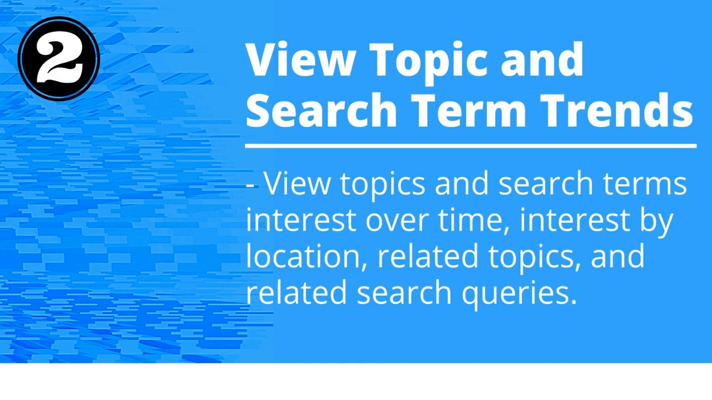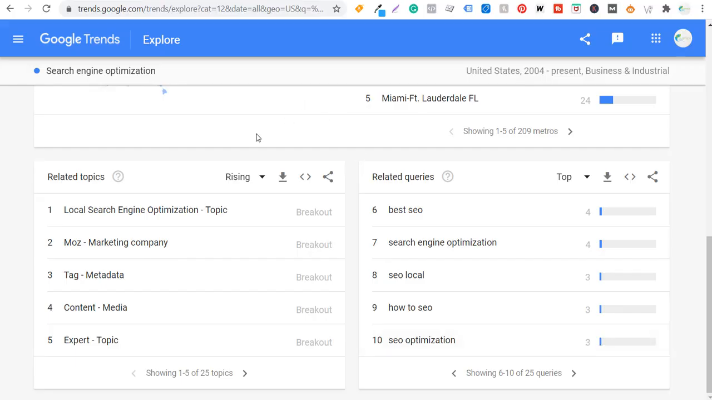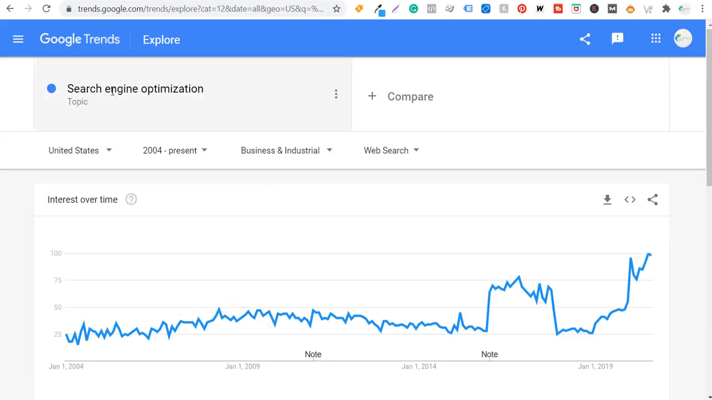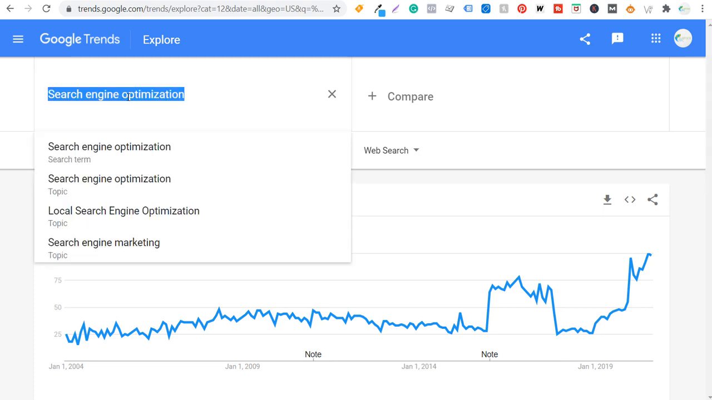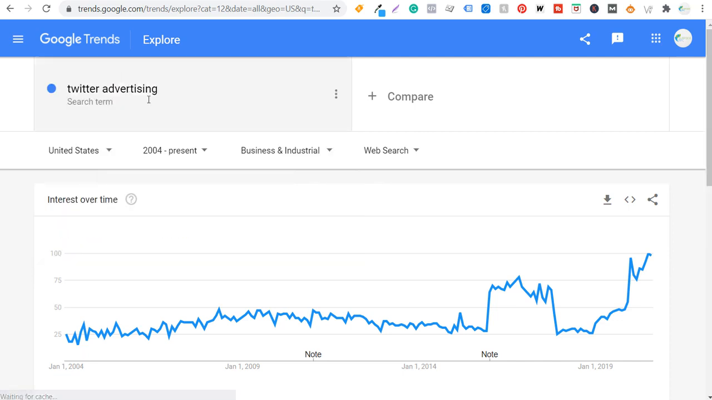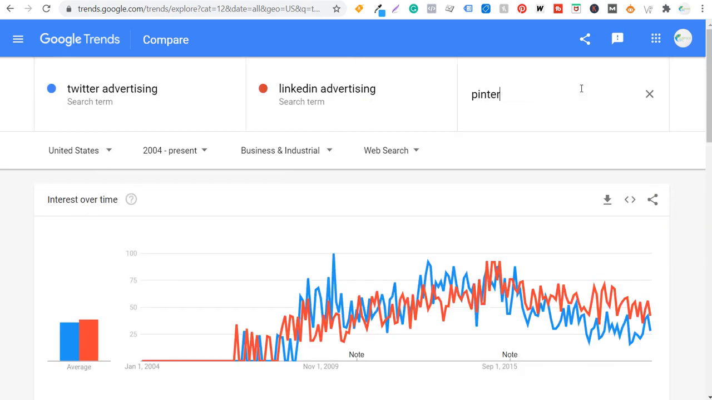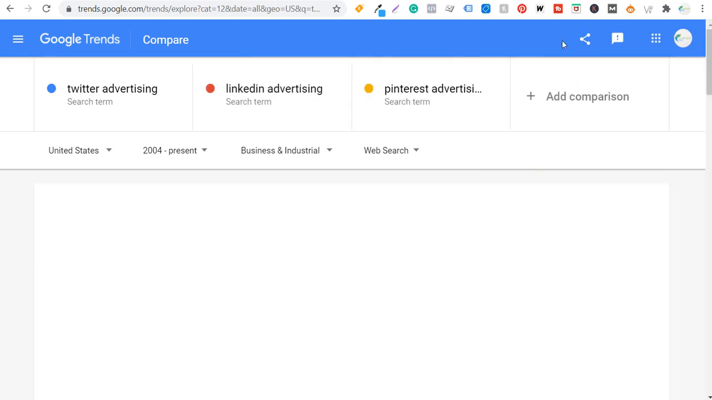So next we're going to come to number 3, so you can compare certain topics and search terms. So let's just say, for example, I want to write content around different types of online advertising platforms. So let's just come in here and we'll say Twitter advertising. So I want to focus on some of the different types of advertising networks. So we'll do Twitter advertising. We'll say LinkedIn advertising, and let's do Pinterest advertising. Okay, so we'll compare these 3 social media channels and their advertising networks.